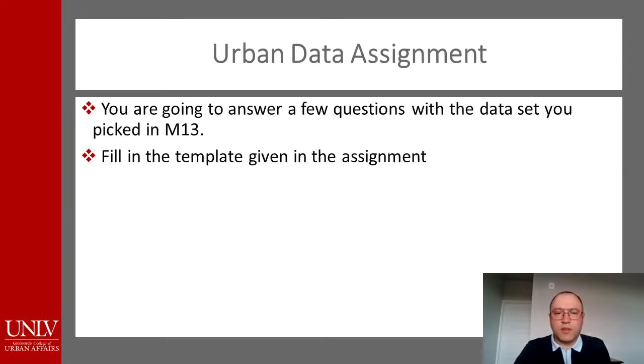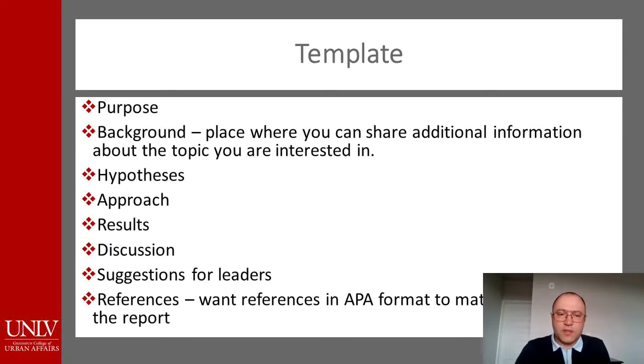In the urban data assignment, I provided the template. You can download it and then fill out the sections. This template contains several sections, such as purpose, background, hypothesis, approach, results, discussions, suggestions for leaders, and references. Please follow the APA format in the citation and bring your additional resources that you find in other articles into the background section with accurate citation. And in the hypothesis section, please provide the two hypotheses, the null hypothesis and the alternative hypothesis.